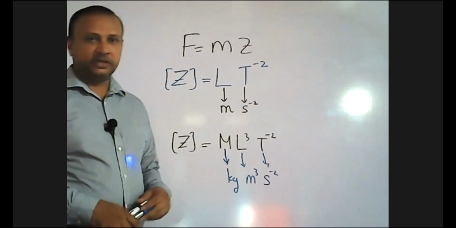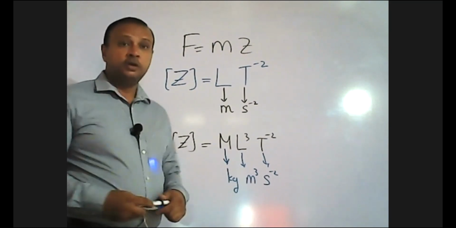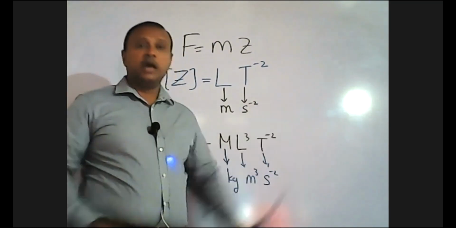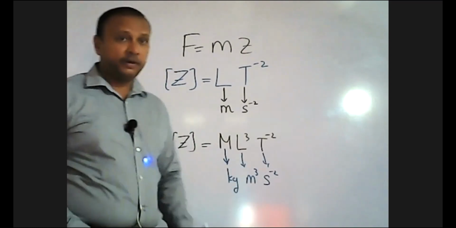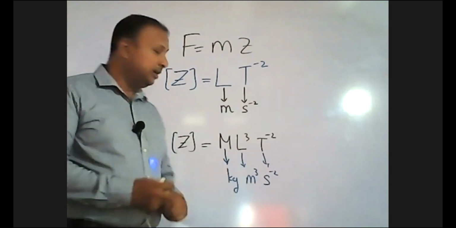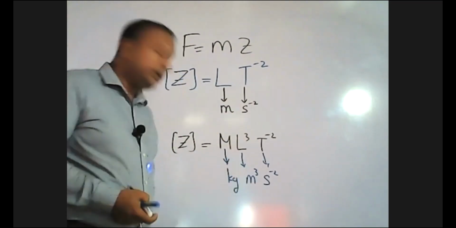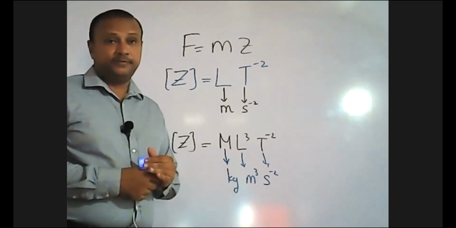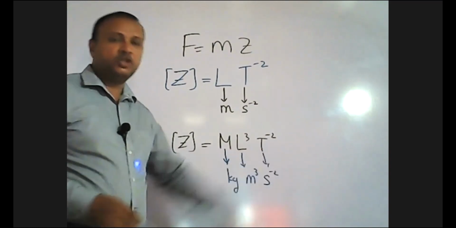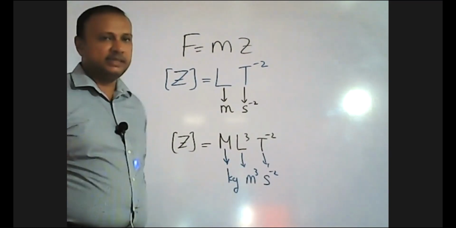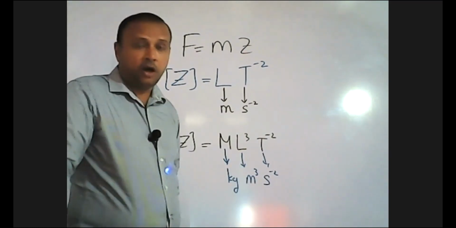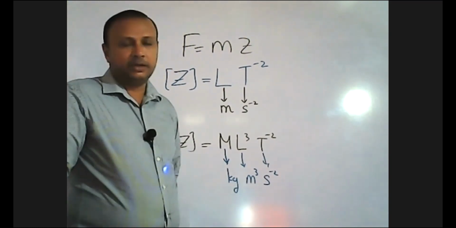The first thing we have to do is find the dimensions of the given physical quantity. That is the first step. After that, we have to assign the respective SI units for each term in the dimensional expression. That is the way of determining the SI unit of an unknown physical quantity.